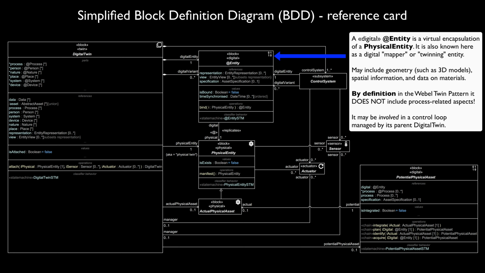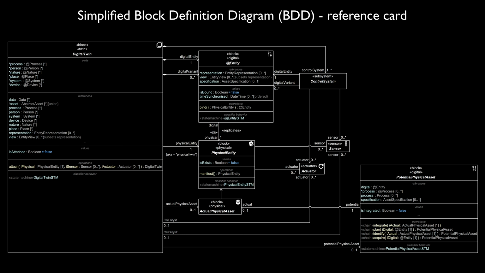It has a parent digital twin. It may include geometry such as 3D models, spatial information, and data on materials. By definition here, in the Webel Twin Pattern, it does not include process-related aspects. They are handled elsewhere. It may be involved in a control loop managed by its parent digital twin.